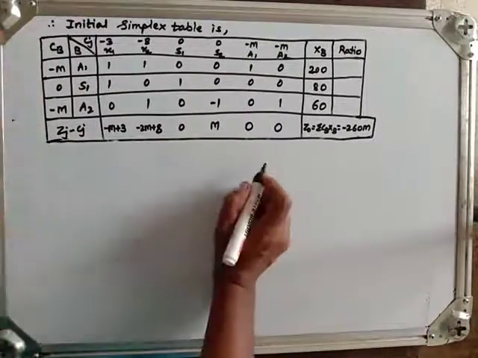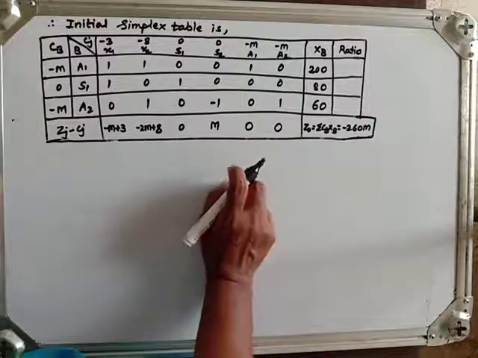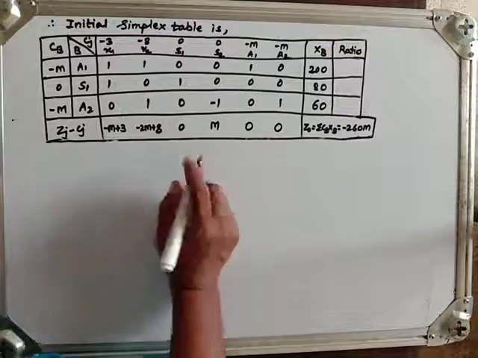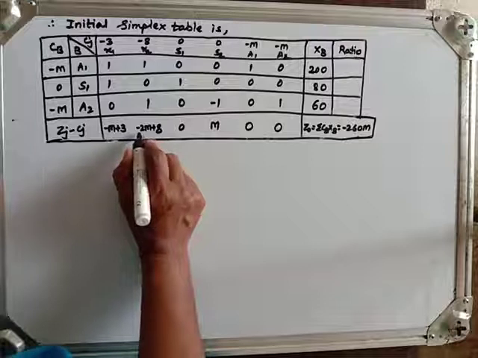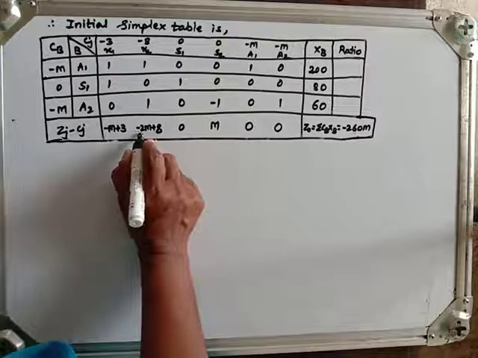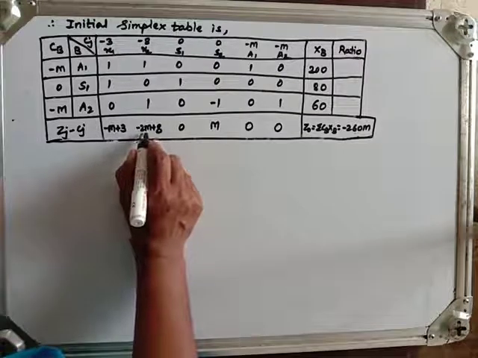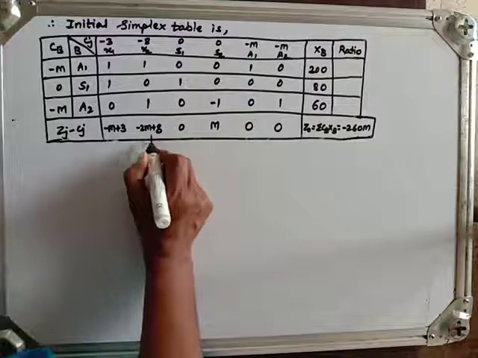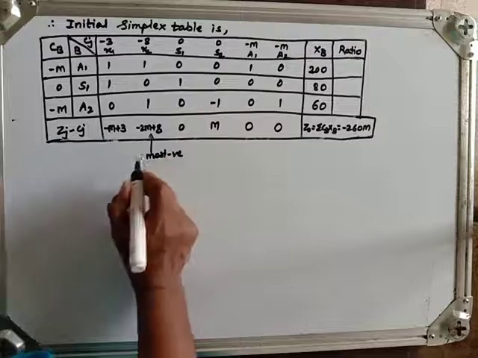Now not all are positive, so it is not optimal solution. So we have to find a pivot element. For that, first of all find out pivot column. So now here you know m is sufficiently large quantity. So among these -2m and -m, which is most negative? -2m is most negative. So this is most negative here, that is our pivot column.